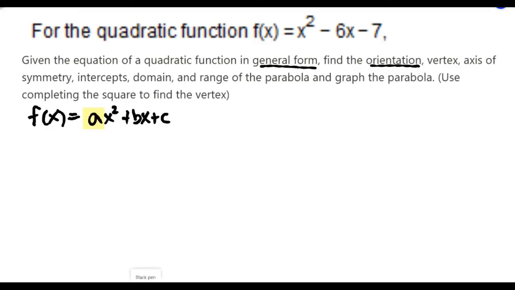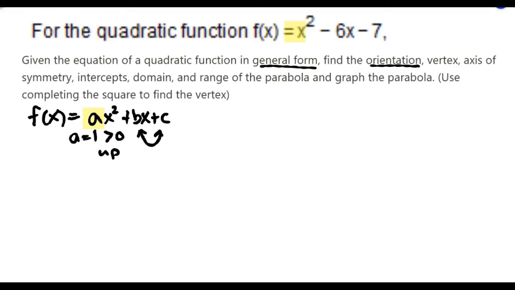For our example, the coefficient of our x squared term will be a 1 since no coefficient is listed. With a being a positive value, being greater than 0, we know that this graph, the parabola, will be oriented up. We'll have a parabola that opens up that looks like this. So anytime we have the value of a being positive, the orientation will be up.